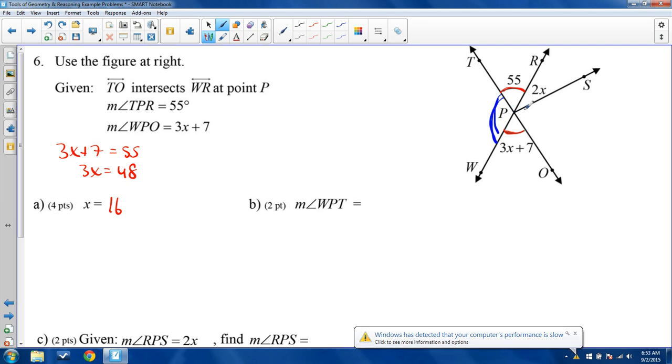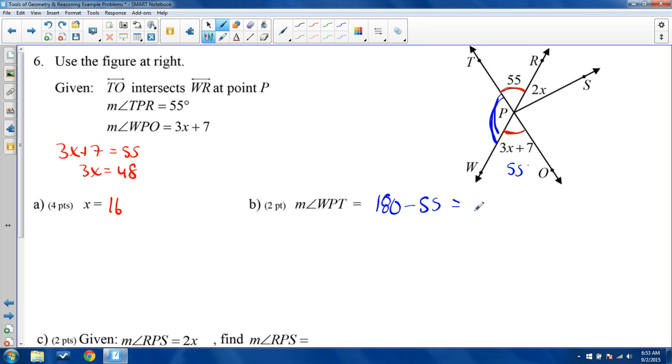So I could do it either way. I'm going to go ahead and do it with my 55 because it's a significantly easier number to use. However, this should be marked as 55 as well. You know that they're the same thing. So WPT is 180 minus 55, and that's 125 degrees.